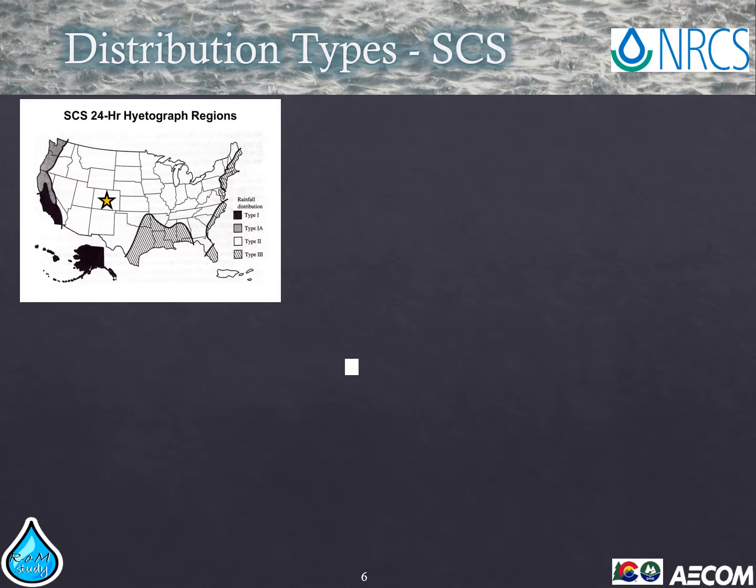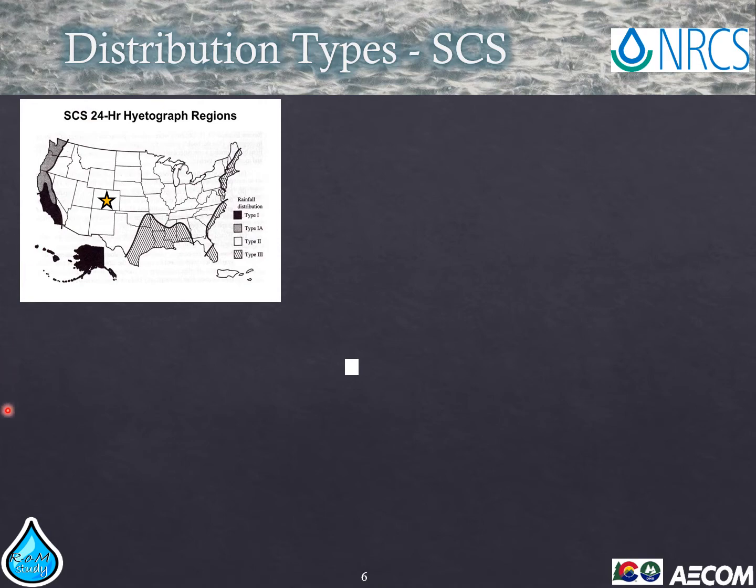As for the SCS type 2 distribution, I'll assume that most watching this have heard that term before, as it's been the default storm distribution for modeling for some time in Colorado. Here's a map showing Colorado, and this falls under the type 2. There are other types, type 1, 1A, and 3, that are used in the rest of the nation that the Soil Conservation Service had come up with, but type 2 fits our region.